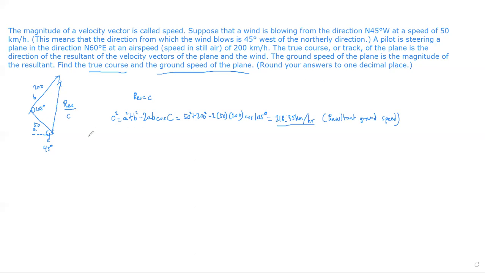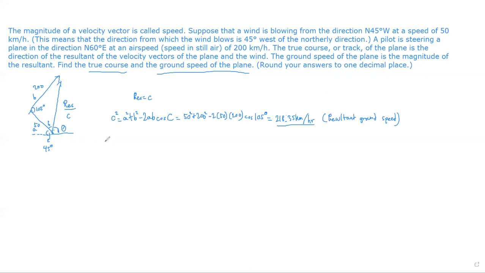Okay, now we need to find the true course. The true course will be the direction of our ground speed, which is this big theta right here that I'm drawing. Okay, so how do we do that? We need to find out what this angle is, this B angle here first, before we do that, and you'll see why. Okay, so we now use the sine law to do that.